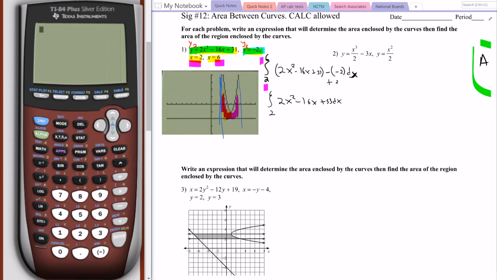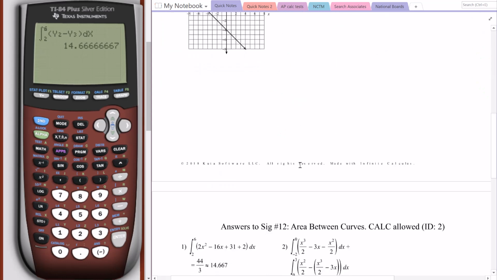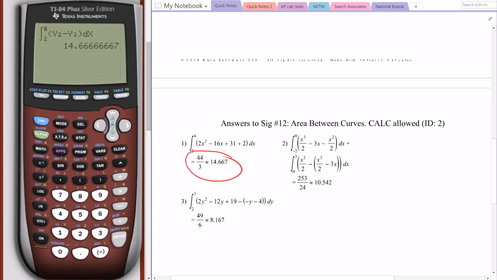We actually have those functions. Actually, yeah, I didn't need to simplify that because we have it in our calculator. We're simply going to do math 9. We're going to go from 2 to 6. We're going to do this one, which was the top, y2, and this one I put in as y3. So we're going to do alpha trace y2 minus alpha trace y3 with respect to x, and we're going to get 14.6666, right? So it's just a repeating 14, and you can see that is the correct answer there, right?